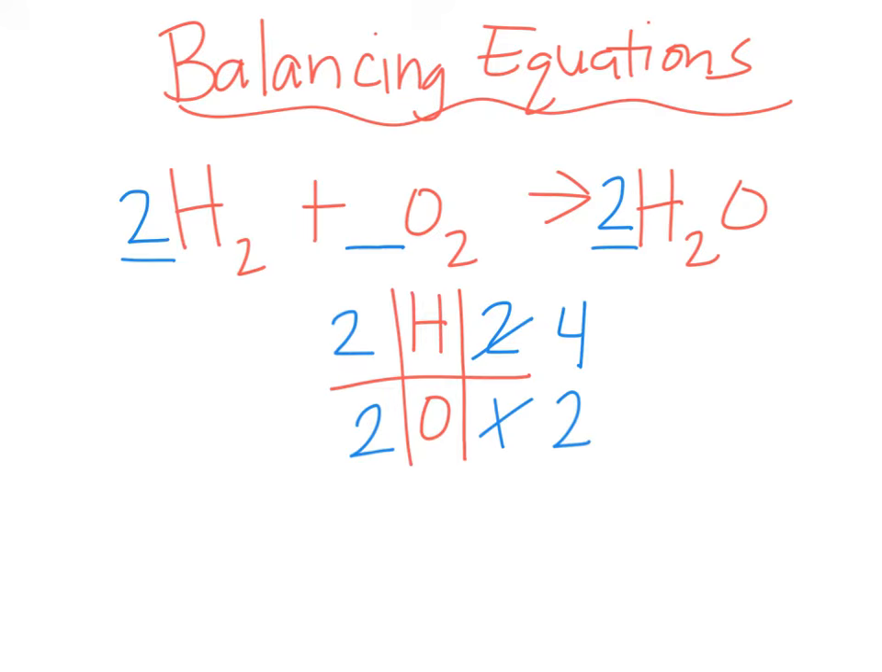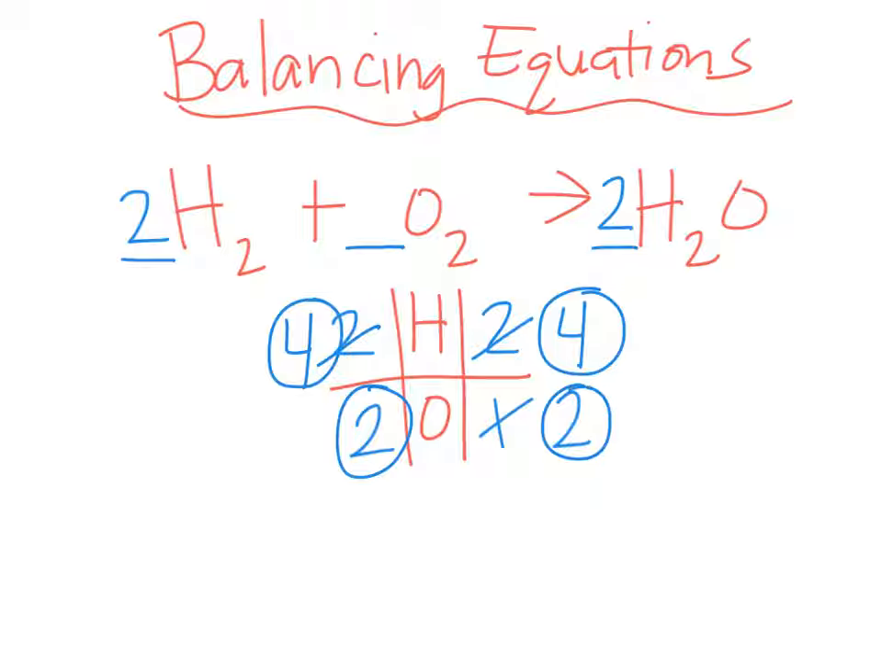A 2. So I'll put a 2 there, because then 2 times 2 gives me 4. So I'll change that to a 4. So now you can see that I have 4 H's on the left, 4 H's on the right, 2 O's on the left, and 2 O's on the right. So you can see that now this equation is balanced.